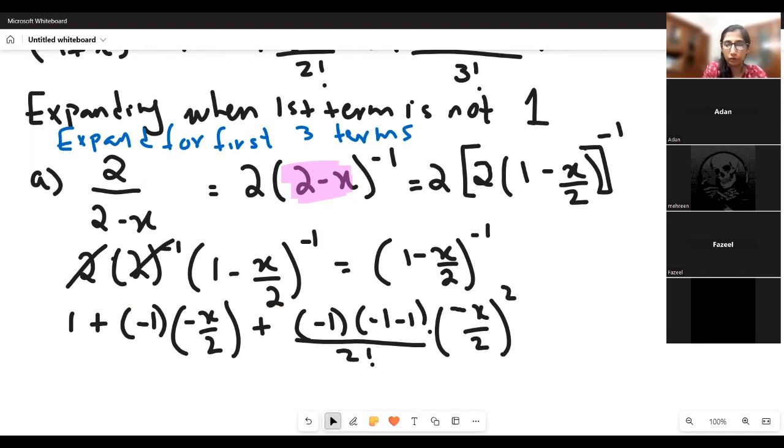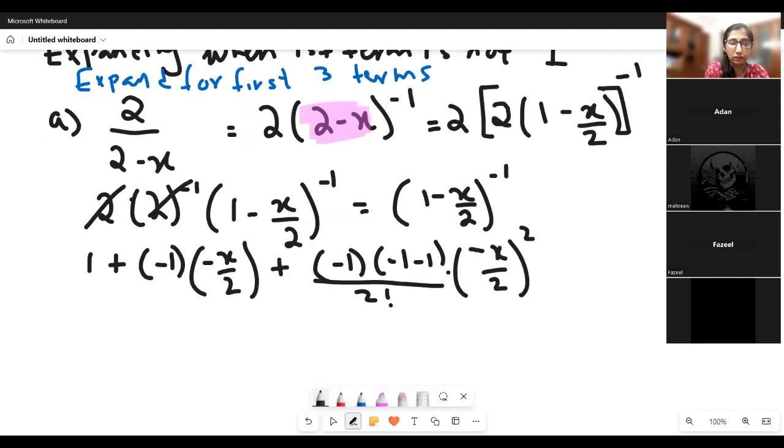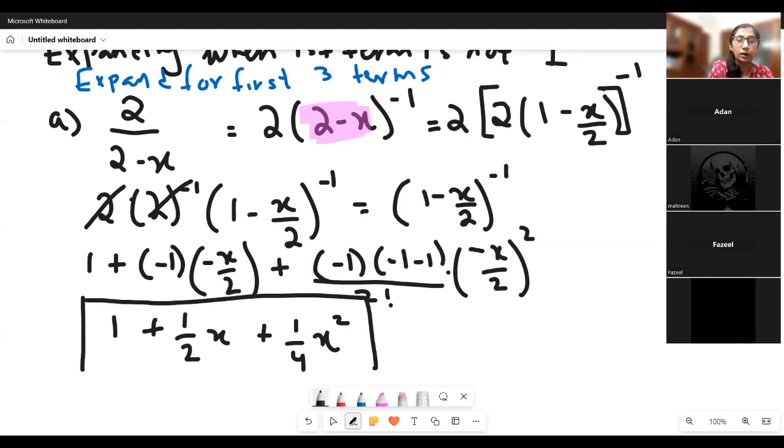Okay, so now I'm going to carefully enter all of that in the calculator. In fact, this is 1. This would be plus half x, and this would be minus 1 times minus 2 divided by 2 factorial divided by 4, which is giving me 1/4. So plus 1 by 4 x squared, which is the correct answer. So this is the expansion of part A up till the first three terms.